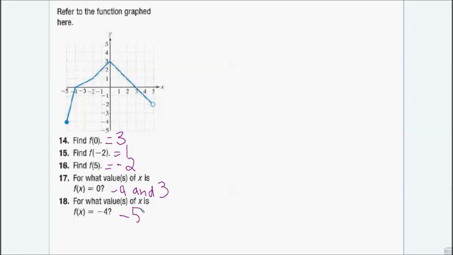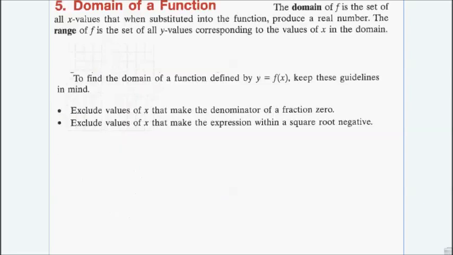Alrighty. Wait. I gotta take a picture of this. The domain of a function is the same as the domain of a relation. These are the x values. But function domains can be limited because... what is that in the middle there that I got rid of?